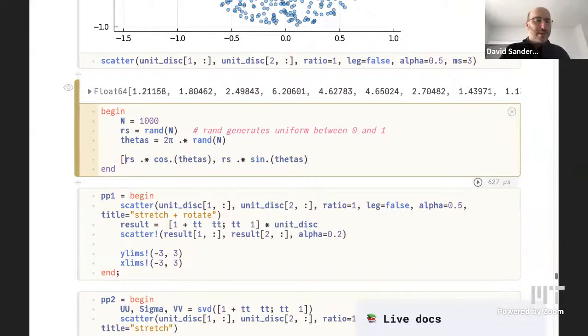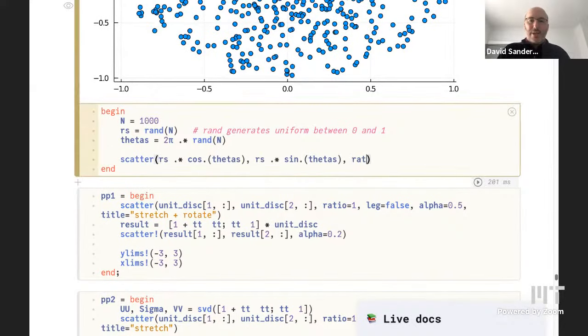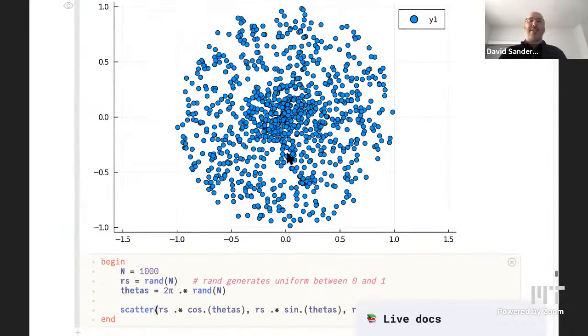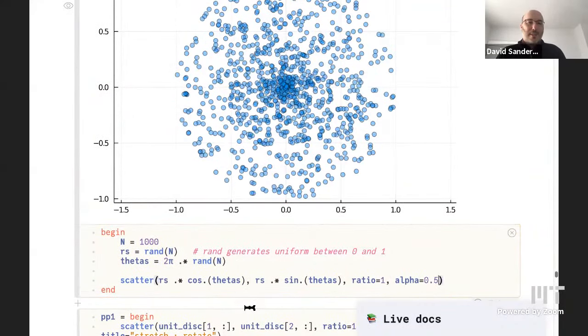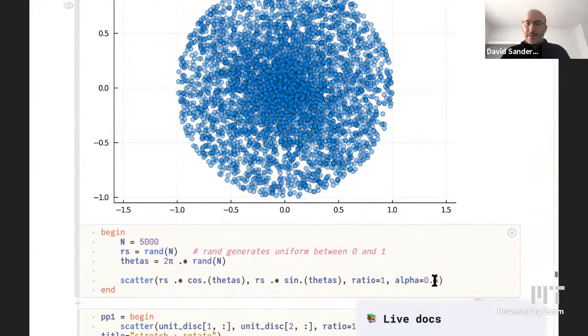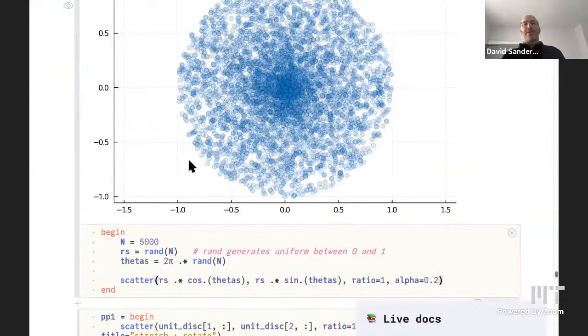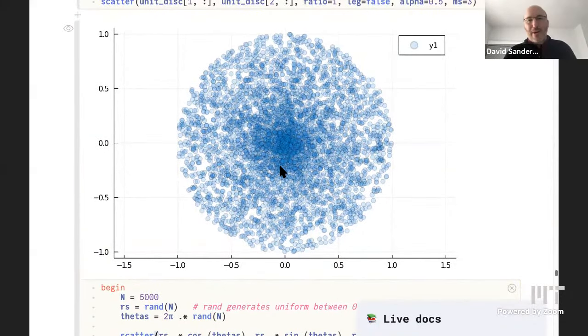And now I want to plot this. So I'm just going to scatter these positions. And again, I need aspect ratio equals 1. And what I should see is that effect. Yes, that's what I was looking for. So what is happening there? Let's generate more points. Okay, so hopefully you can see that it's denser in the middle and less dense around the edge.